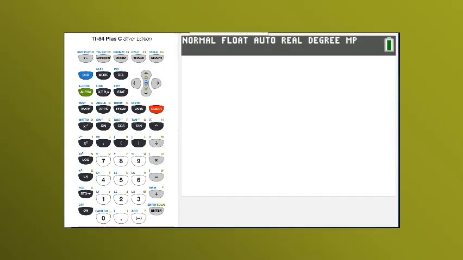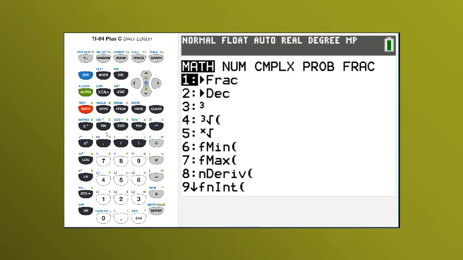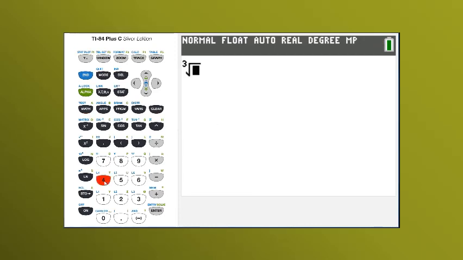Okay, we were looking at 27 raised to the power of 2 over 3, or the cube root of 27 squared. Let's enter it first as the cube root of 27 squared. So I'm going to go to math, choose option 4, which is my cube root, and then put 27, but that's not enough. I've got to square it, so I'm going to hit the x squared button, and hit enter. And we see that the cube root of 27 squared is equal to 9.